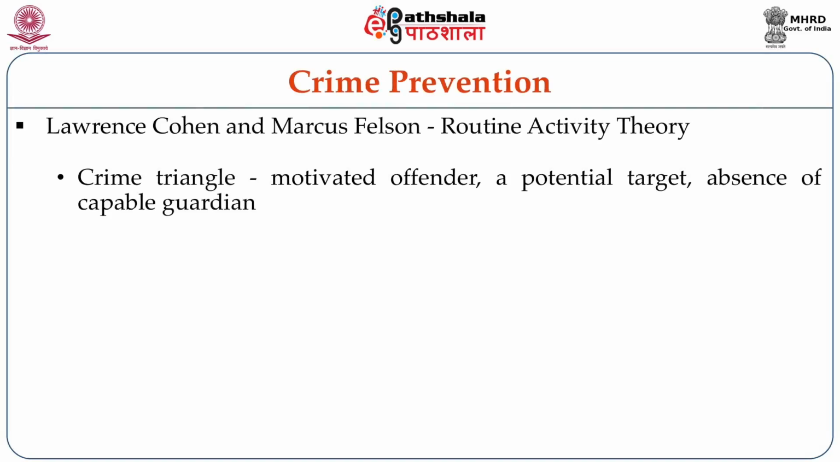What the routine activity theory tries to propound is that any crime takes place because of what they call the crime triangle. What does it mean? They say that there are three elements when any crime has to take place: the presence of a motivated offender, the presence of a potential target, and the absence of a capable guardian. All these three factors together lead to a crime being committed.